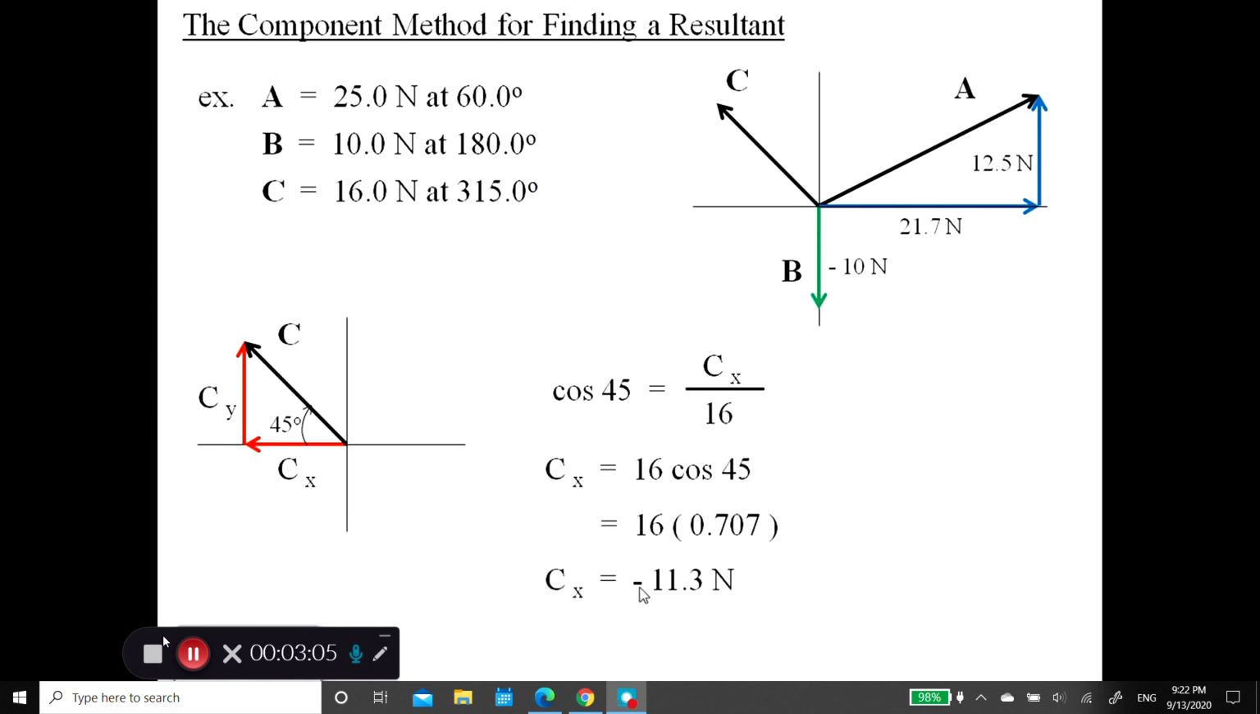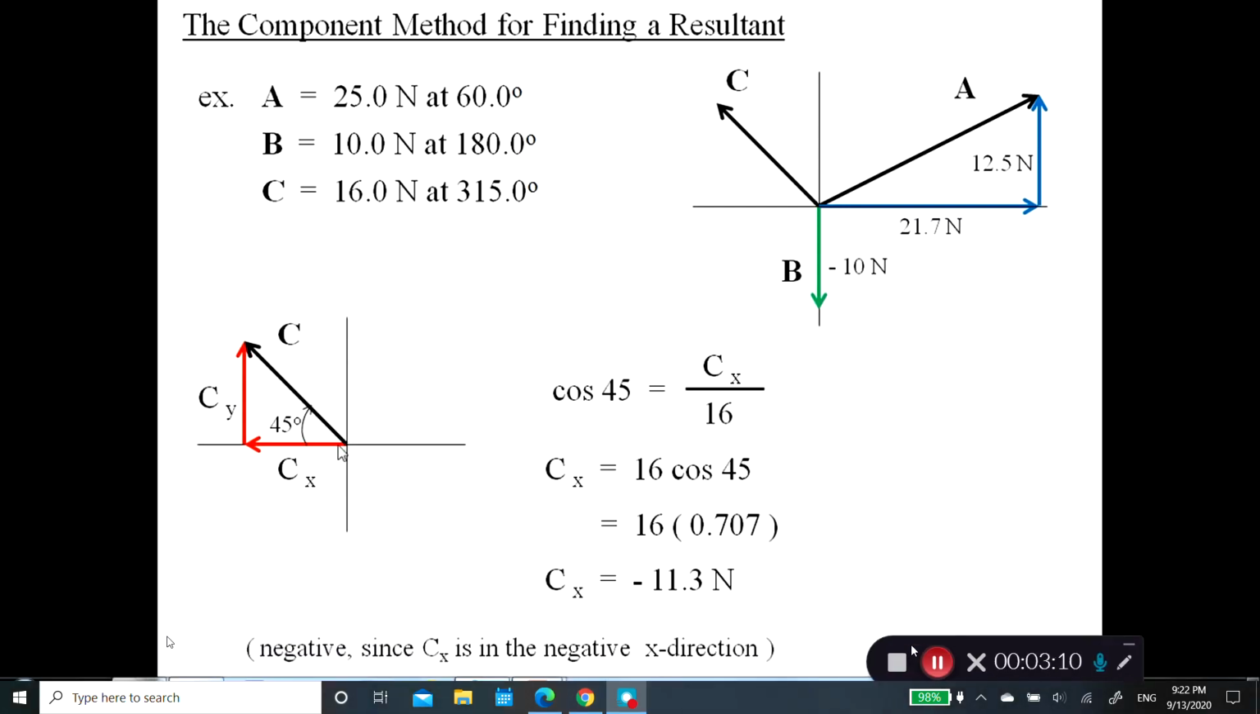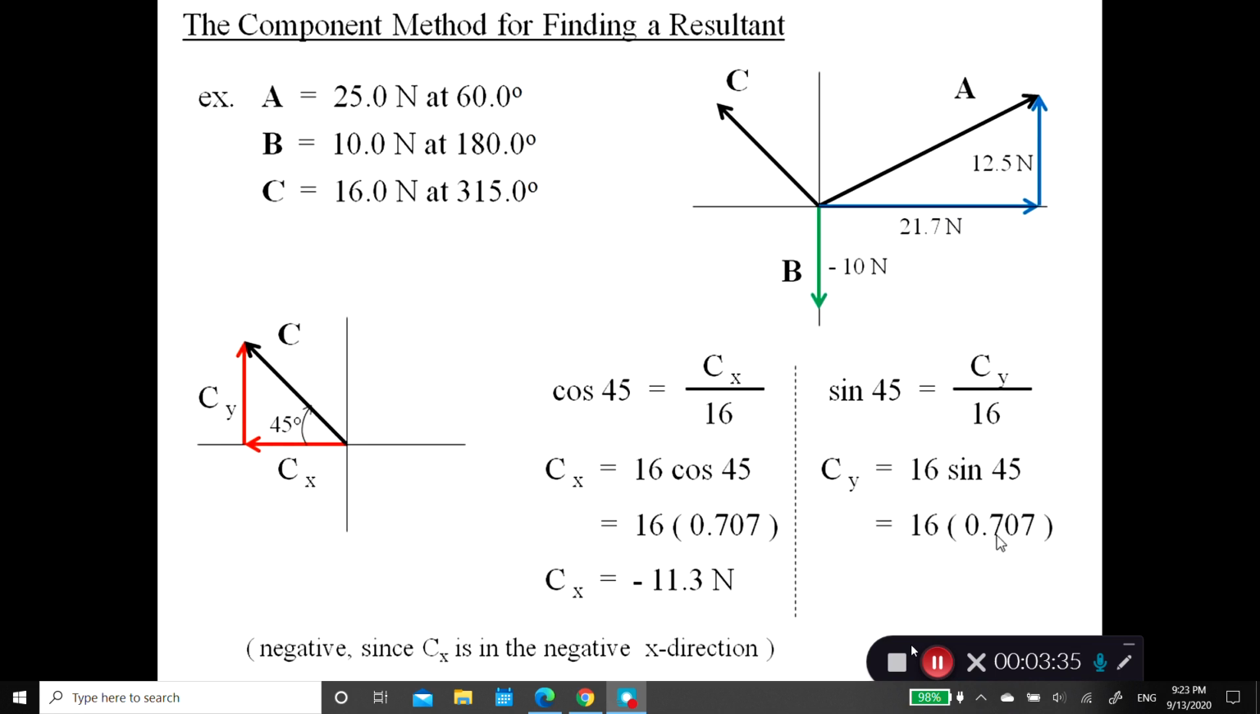And I'm going to, again, assign a negative sign to it. It's negative since it points in the negative x direction. That's something you have to pay attention to, and just assign a negative sign to it. Your calculator will say positive 11.3, but you just put a negative sign on there if it points to the left. To get c sub y, which is the opposite side, we're going to use the sine function. Sine of 45 is c sub y over the hypotenuse, 16. Multiply the 16 across, and it turns out to be 11.3, this time positive, because it's pointing in the positive y direction.